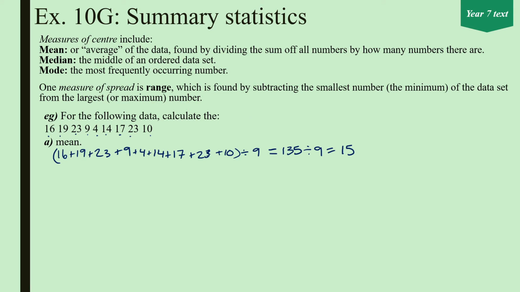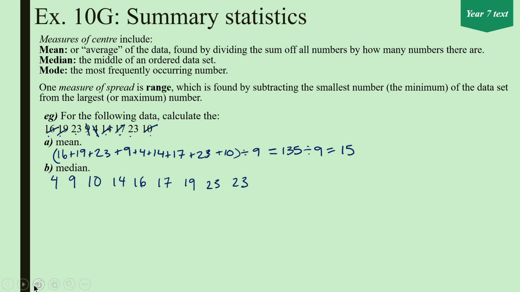Let's try and find the median. Before we calculate the median, we need to put these 9 numbers in order. I like to cross them out as I go. The smallest number here is 4, and I'm going to cross it out so that I don't accidentally use it again. The next smallest number is 9, 10, 14, 16, 17, 19, and I've got my 2 23s to finish.